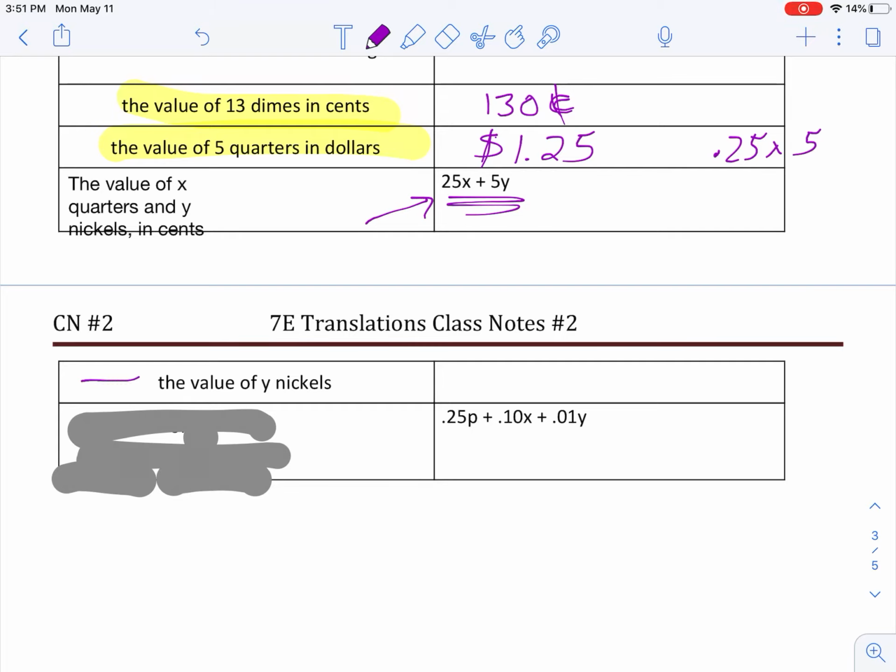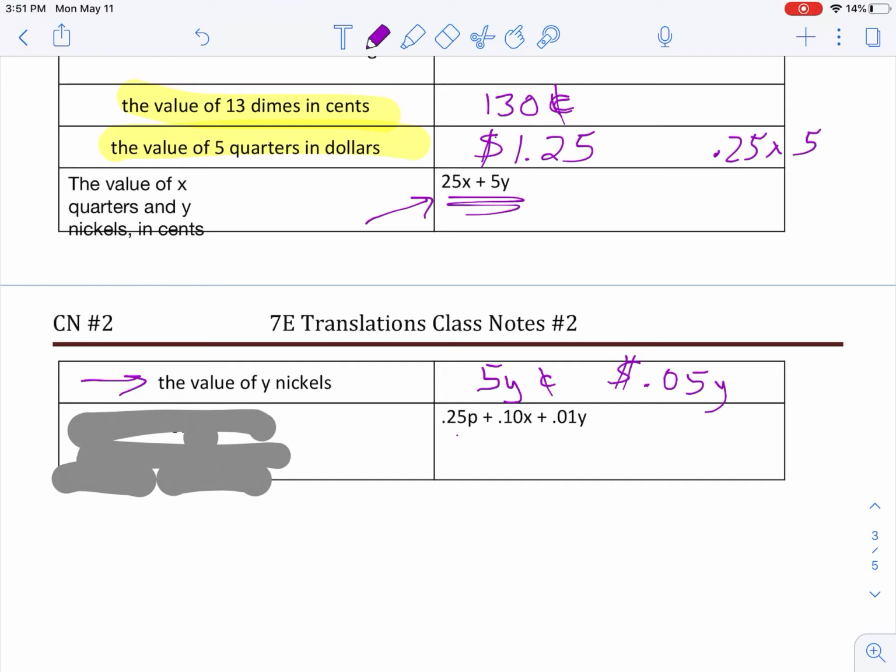All right, so what's the value of Y nickels? Well, if I had 1 nickel, I'd have 5 cents. If I had 4 nickels, I'd have 20 cents, but I have Y nickels, so my value is 5Y, and that's 5Y cents, or 0.05Y dollars.